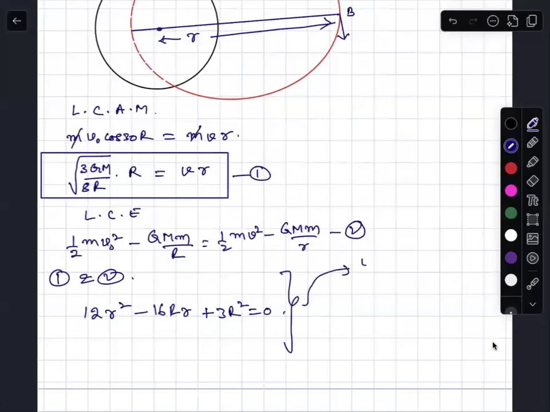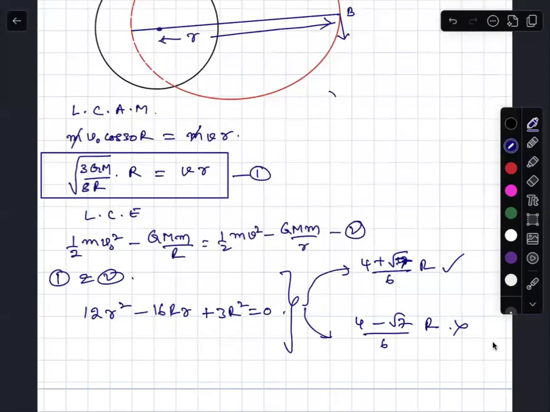One is 4 plus root 7 by 6R. The other is 4 minus root 7 by 6R. So you won't take this one. You will only take this one. But remember, that is radius. That's not the answer. That's a radius.